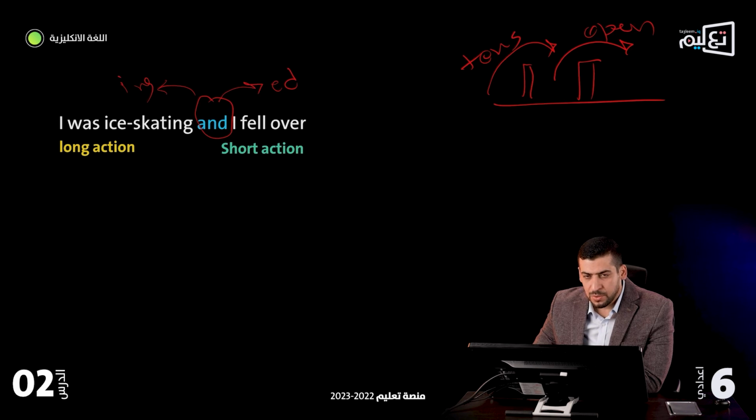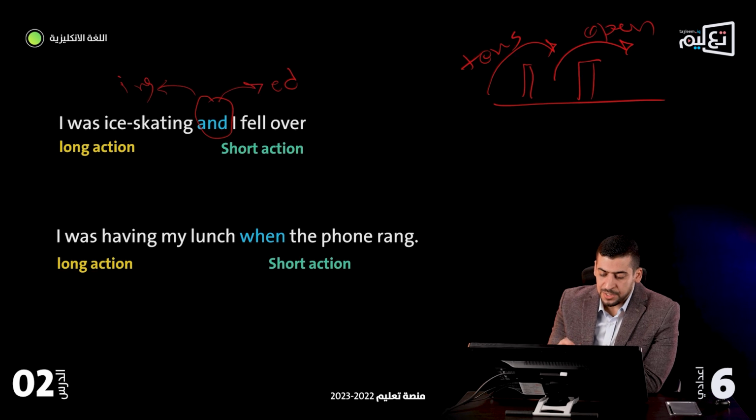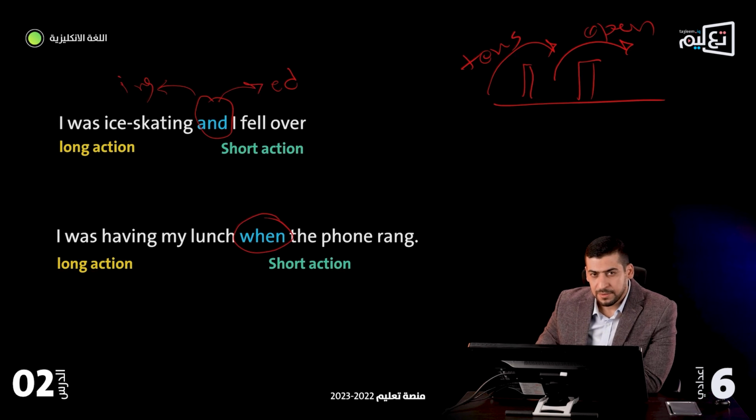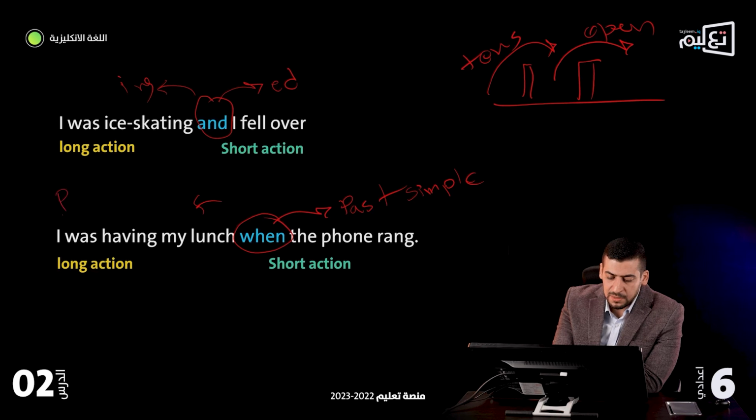So this question is solved in two stages. Each one has 1 mark at the examination. Another example: I was having my lunch when the phone rang. As you can see now, the conjunction tool is when, followed by the past simple. And the other side, we have the past continuous.